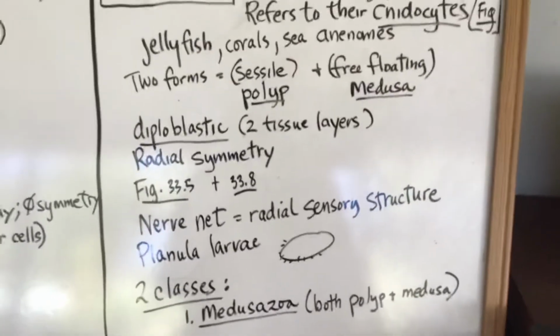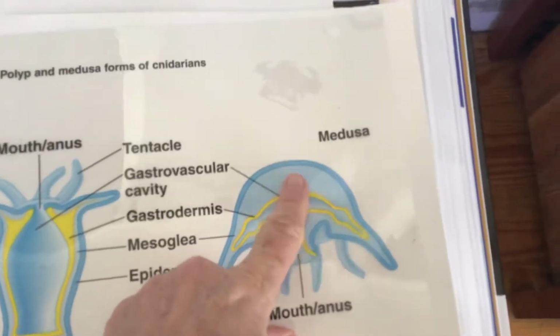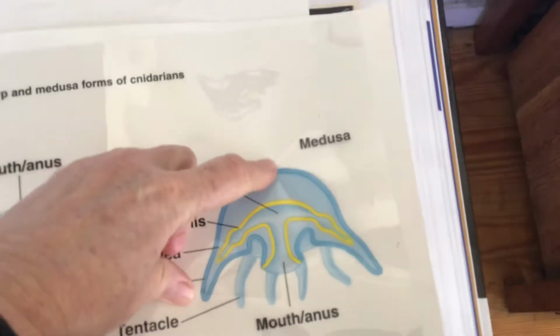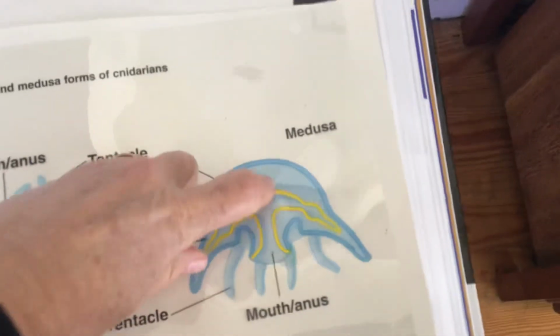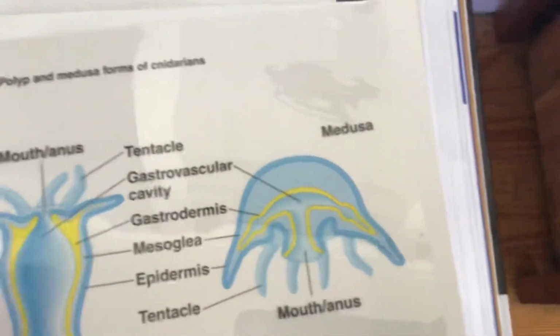All right, so in this case, these guys are doing the same thing, except they have the two major tissue layers. Another thing they have is a nerve net. What a nerve net would be is kind of easiest to see in the medusa. If I were to look at this from the top, the nerve net a lot of times will go as a ring and then radiate out along all the tentacles.